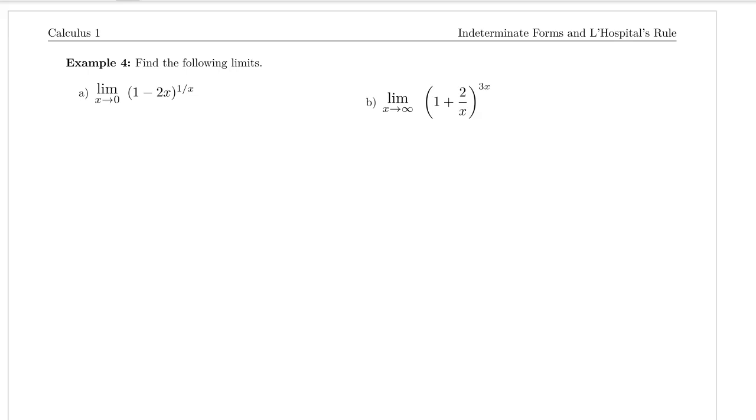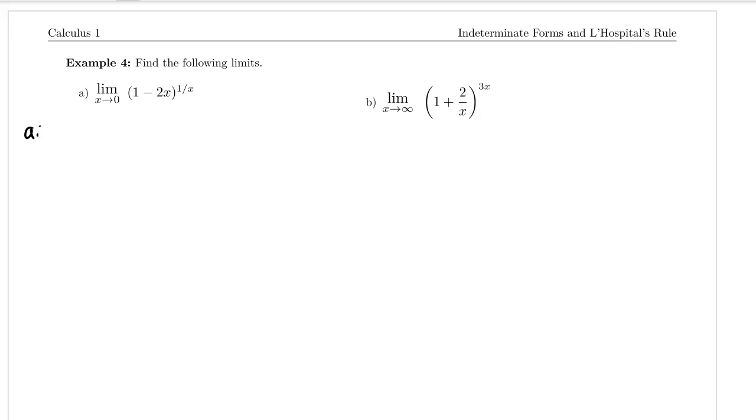We have the limit as x approaches 0 of (1 minus 2x) all raised to the power of 1 over x. If I were to use direct substitution, we would essentially get 1 to the power of 1 over 0, which is another way of saying 1 to the power of infinity, which is one of our alternative indeterminate forms. And so we want to utilize some various techniques.